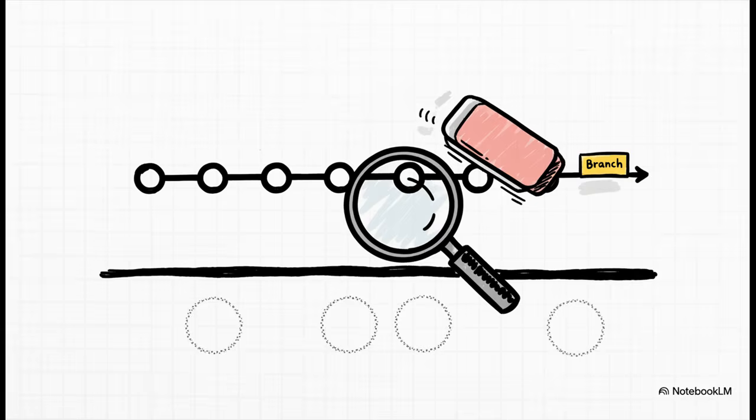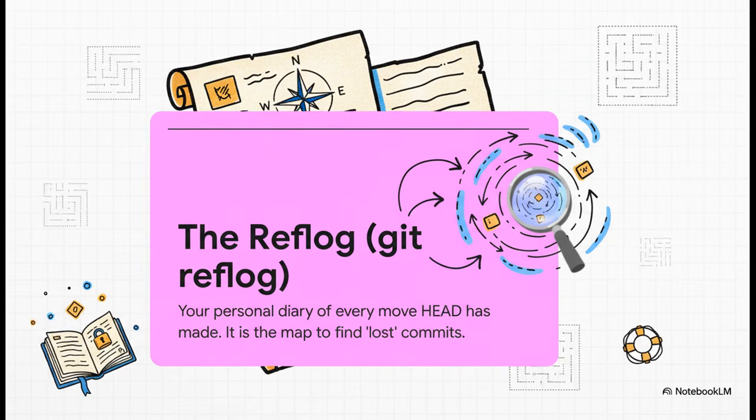But it's still there. So, how do you find these lost commits? You use your secret weapon, the reflog. Think of the reflog as your personal diary. Git keeps a private log of every single place your head pointer has been for about the last 90 days. So if you accidentally do a reset --hard and think you've lost hours of work, don't panic. The reflog will have the ID of the commit you were on right before the disaster. You can find it, and you can get it back. It is your ultimate safety net.